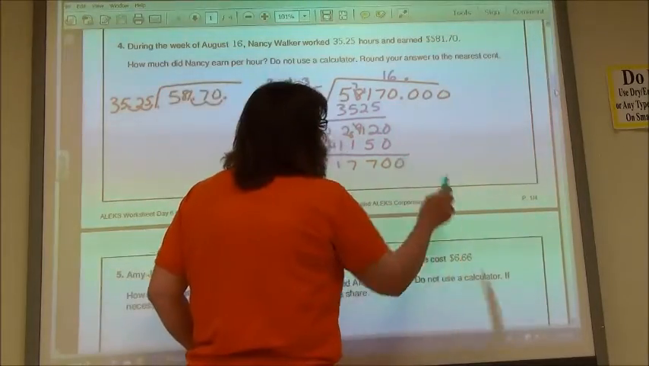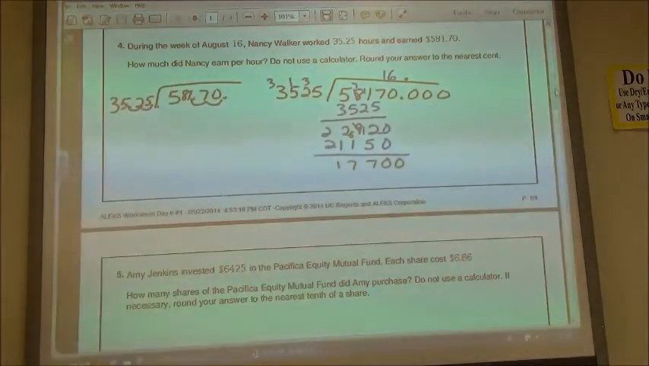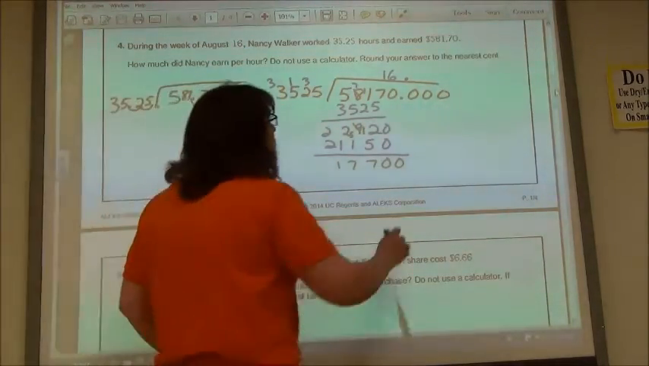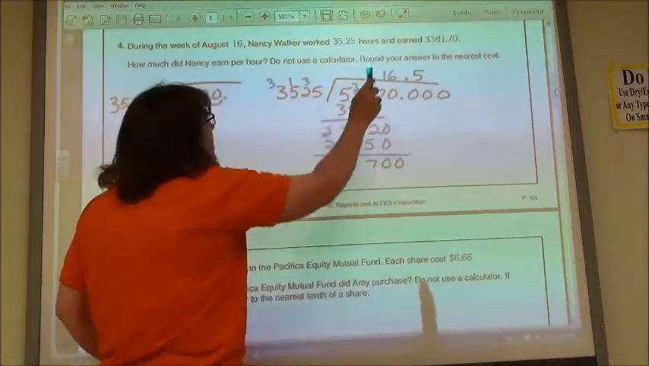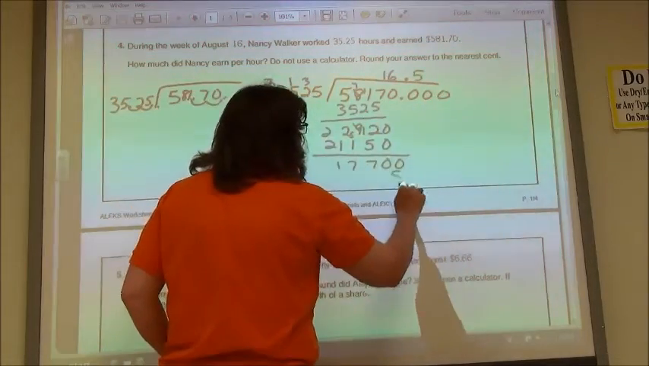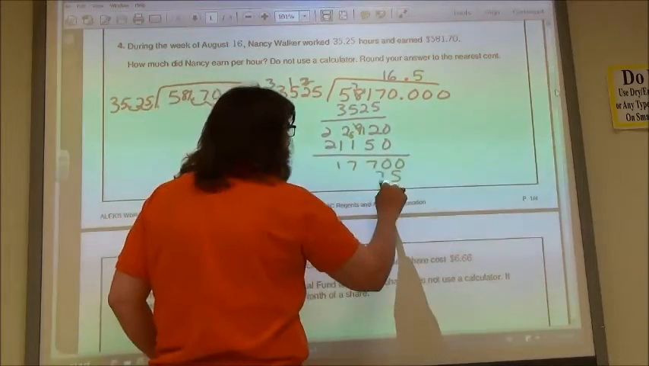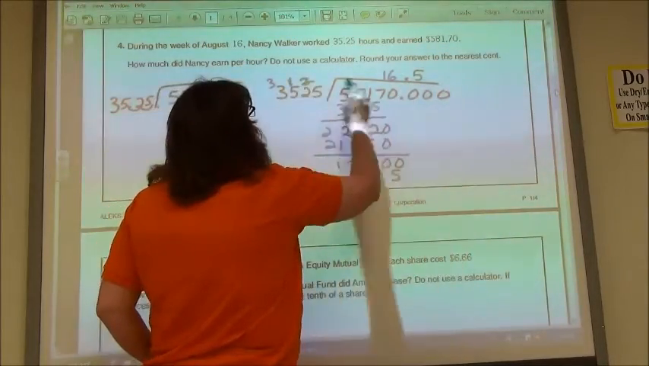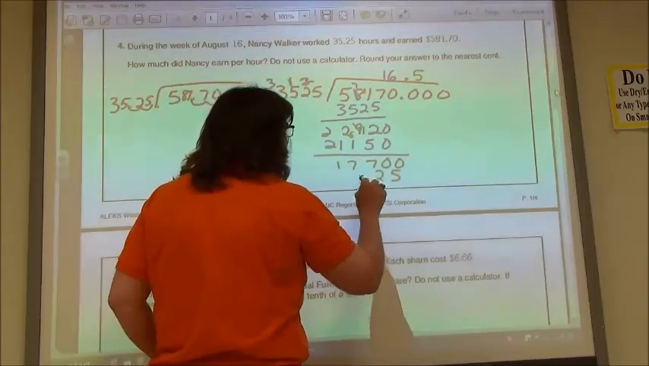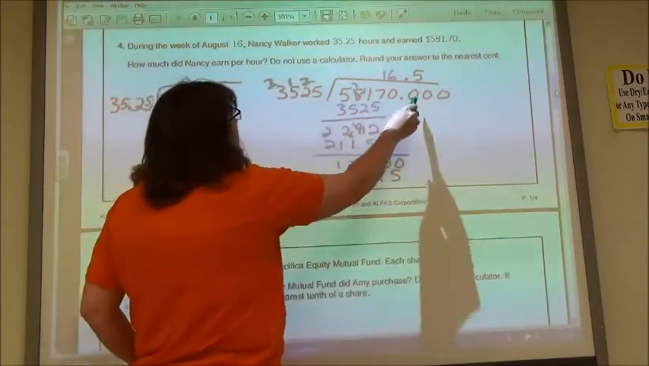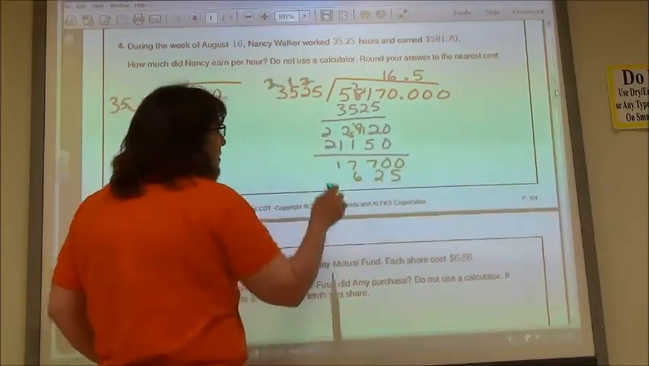Bring down the 0 after the decimal. So 3,525 into 17,700 looks like about 5 times. 5 times 5 is 25. 5 times 2 is 10, 11, 12. 5 times 5 is 25, plus 1 would be 26. 5 times 3 is 15, 16, 17.